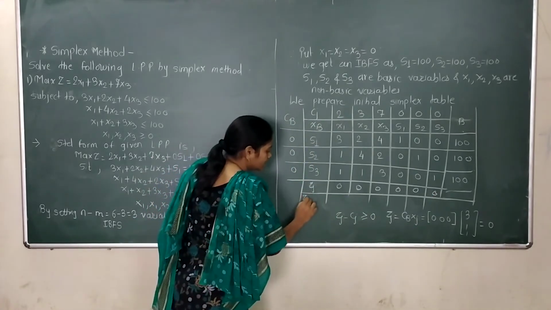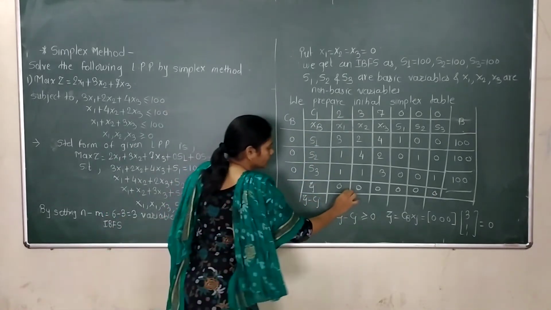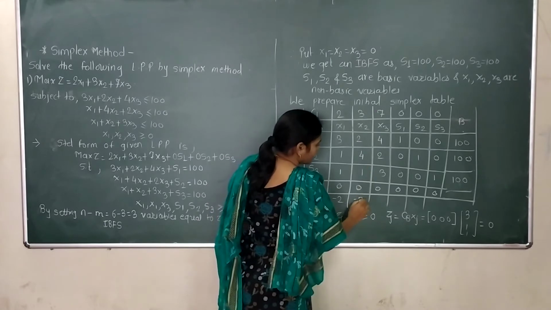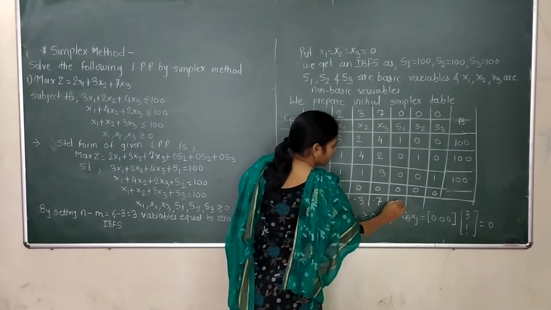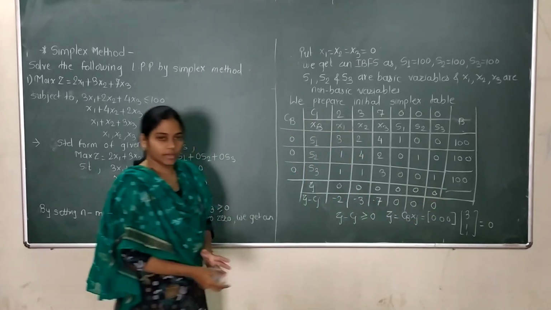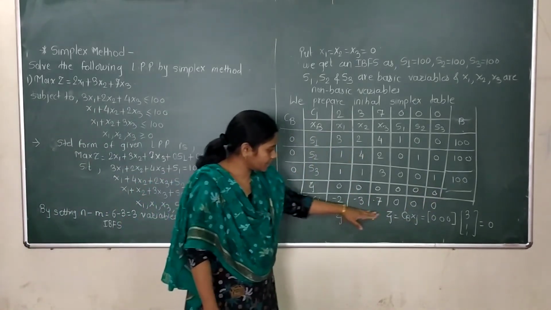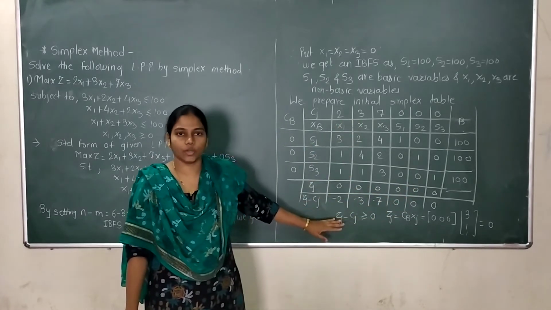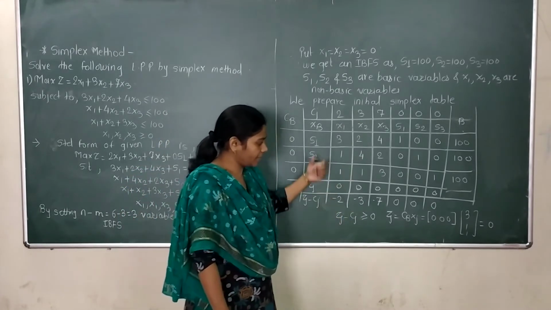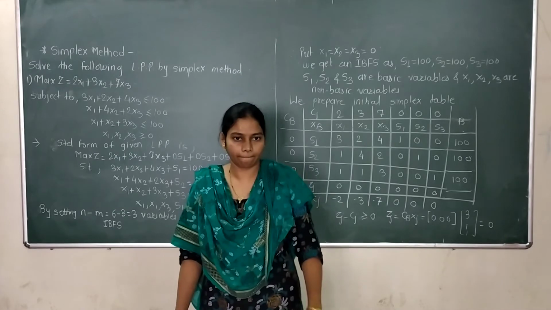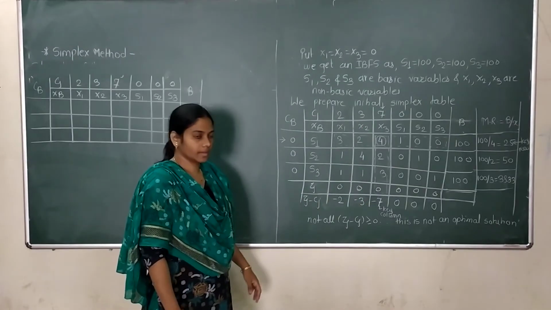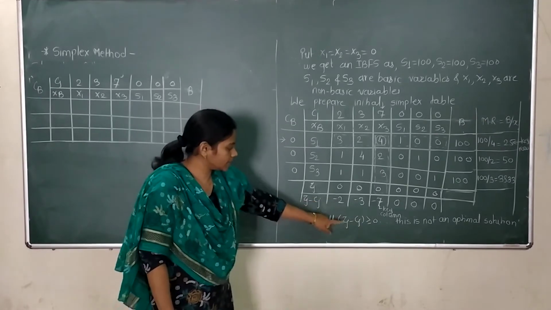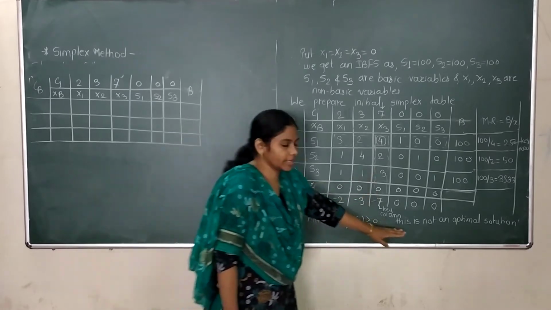Next we will calculate Zj minus Cj, which is equal to Zj minus this Cj. 0 minus 2, it is minus 2. 0 minus 3, it is minus 3. 0 minus 7, it is minus 7. Here it is 0, 0 and 0. Now check all the entries of this Zj minus Cj row. Here not all Zj minus Cj are greater than or equal to 0. Therefore, this is not an optimal solution. So we have to improve this table.